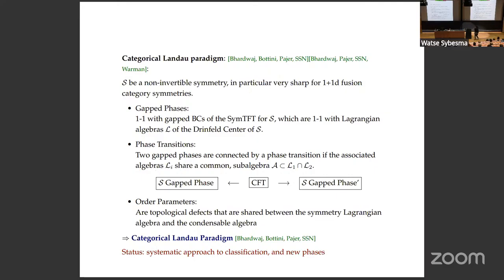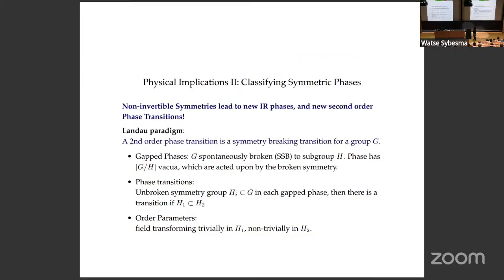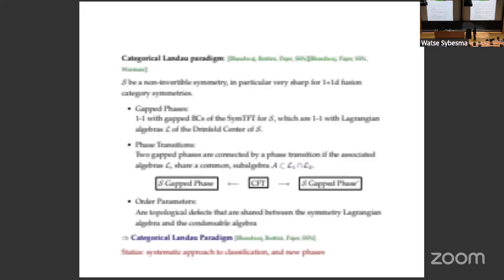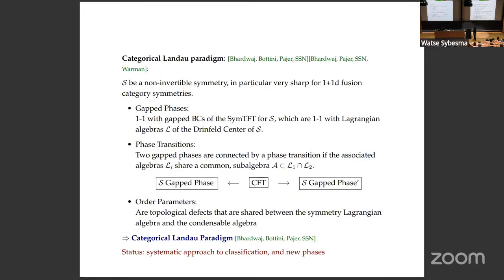And so for this, basically, now many of these words will not be clear yet. We will get to this, but I want to just illustrate, this is a pretty sharp, simple sort of summary of how Landau transitions work. If you have a category S, some non-invertible symmetry S, in particular, this is very clear for 1+1D, then the gapped phases are in one-to-one correspondence with what are called gapped boundary conditions of the symmetry TFT, or so-called Lagrangian algebras of the Drinfeld center of S.